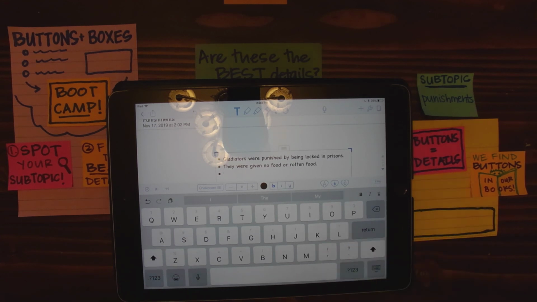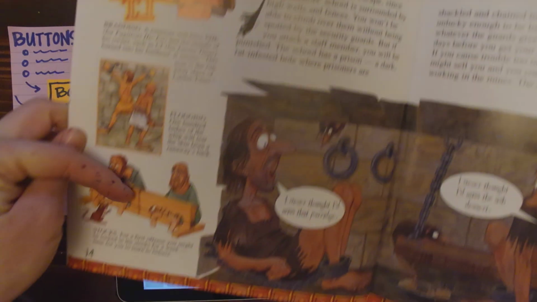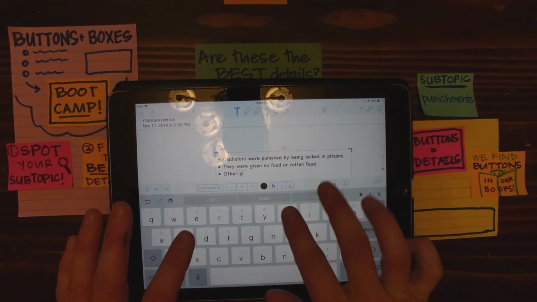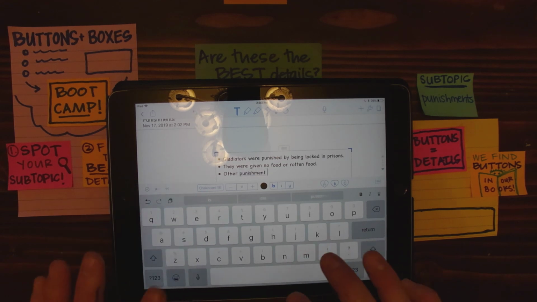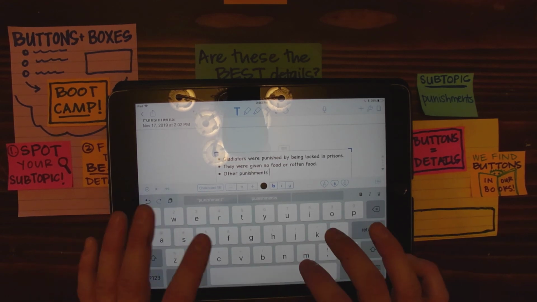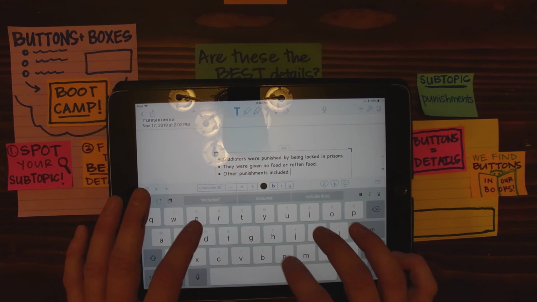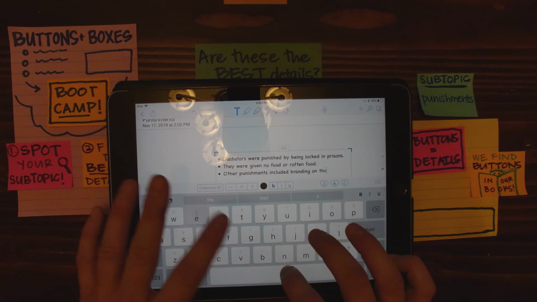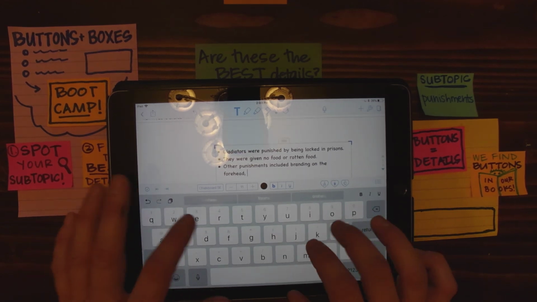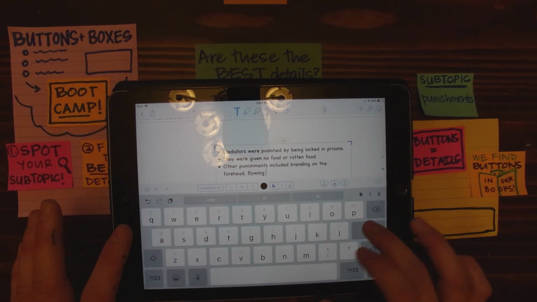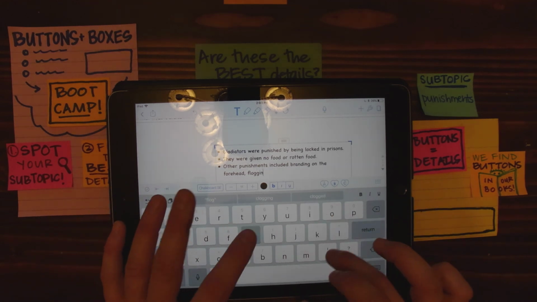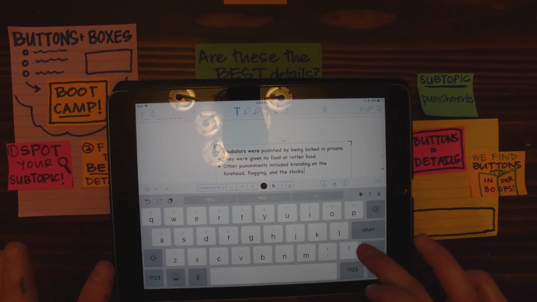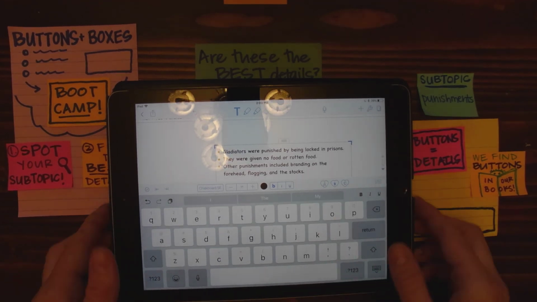And from that sidebar, I learned that there were other punishments. So I want to include those too, because those definitely stood out to me as being important and also definite wow moments. So other punishments included branding on the forehead. I want to add that detail. On the forehead. Flogging. And the stocks. Okay, so I've got three details that I want to keep.